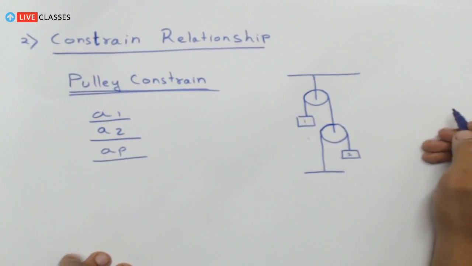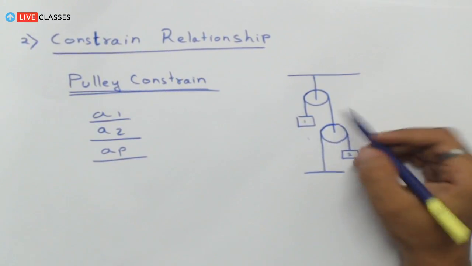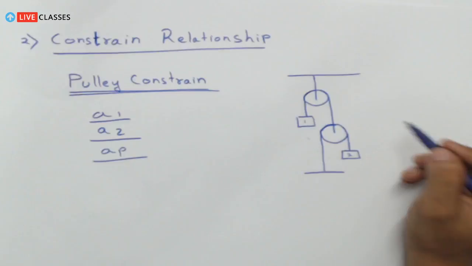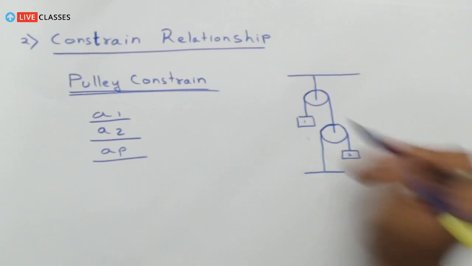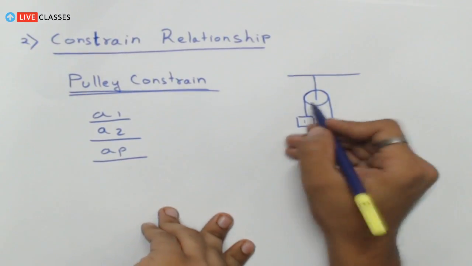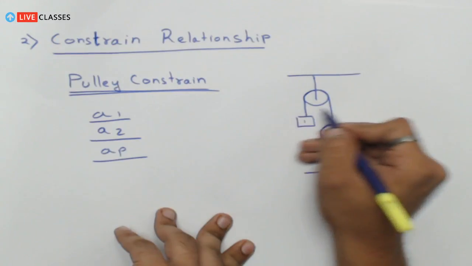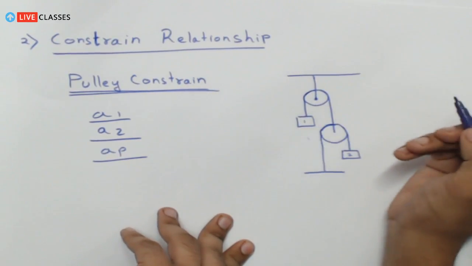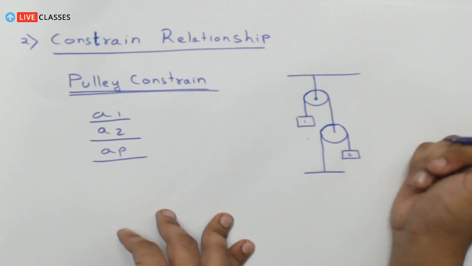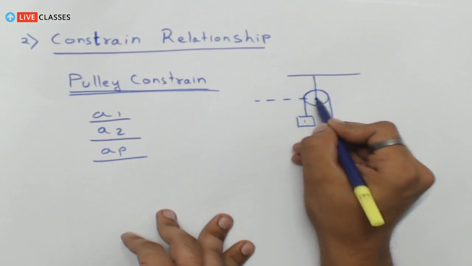So to do this kind of questions in pulley constraint, what you have to do? In the pulley there is a rope. So there are 2-3 methods. I will just tell you the easiest one. First, you have to define an axis, like a line, a baseline, in which none of the things are moving. Okay, so here is your baseline.